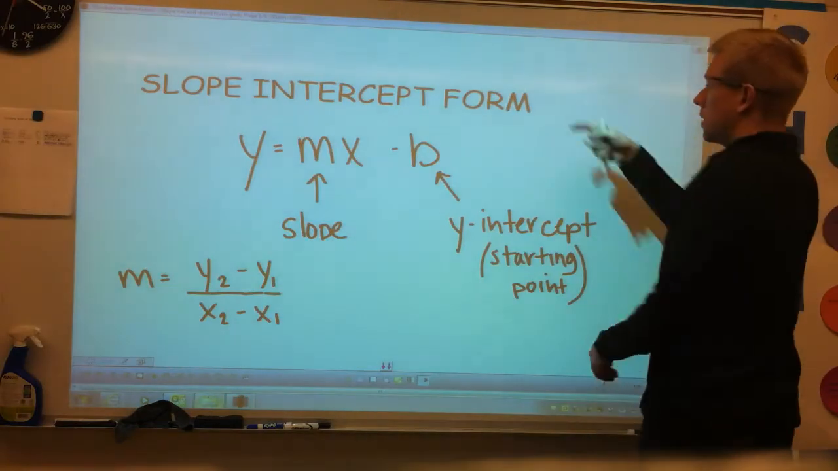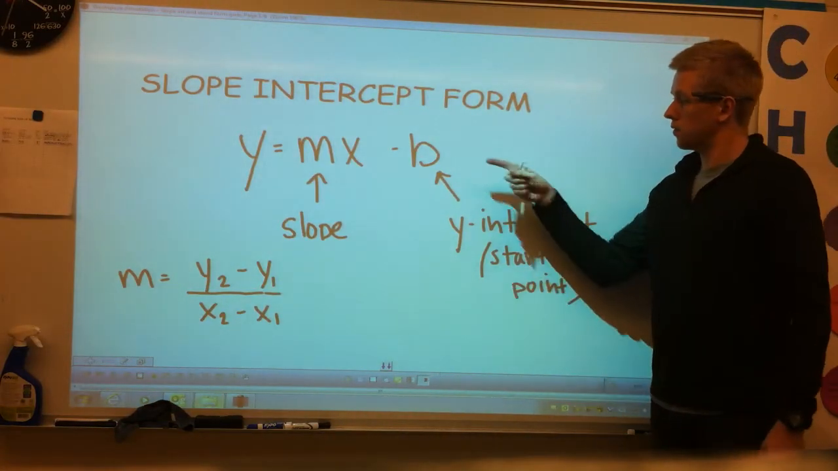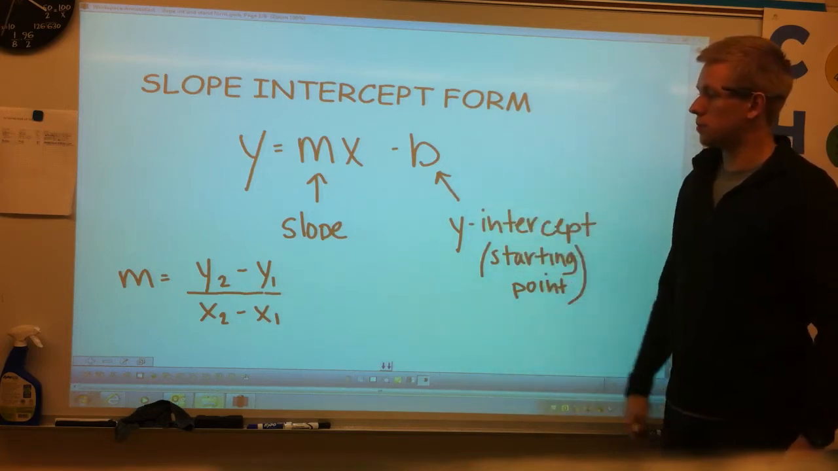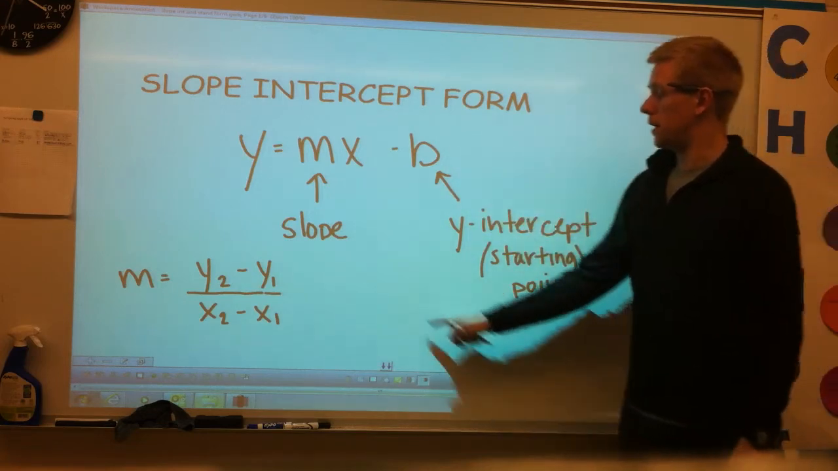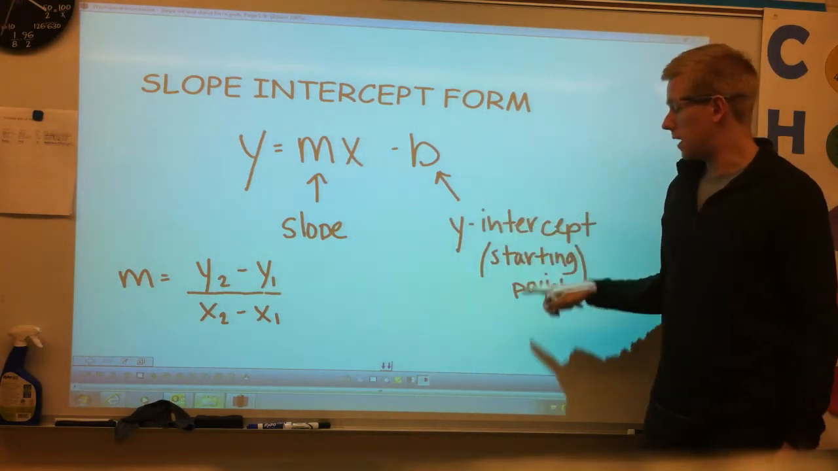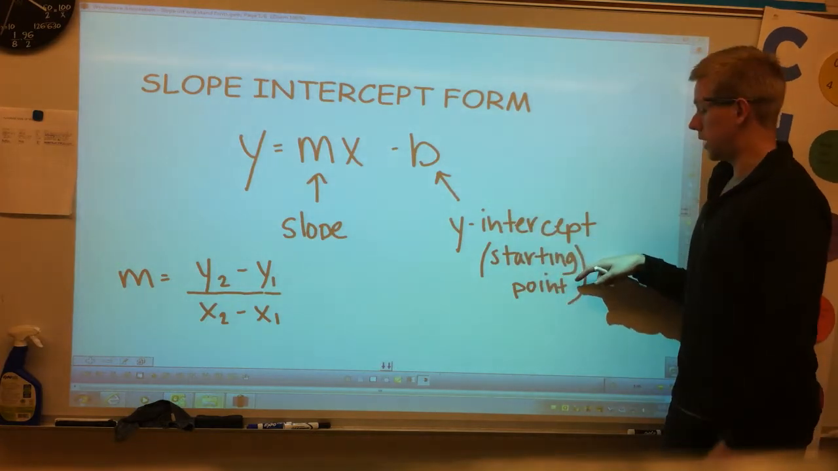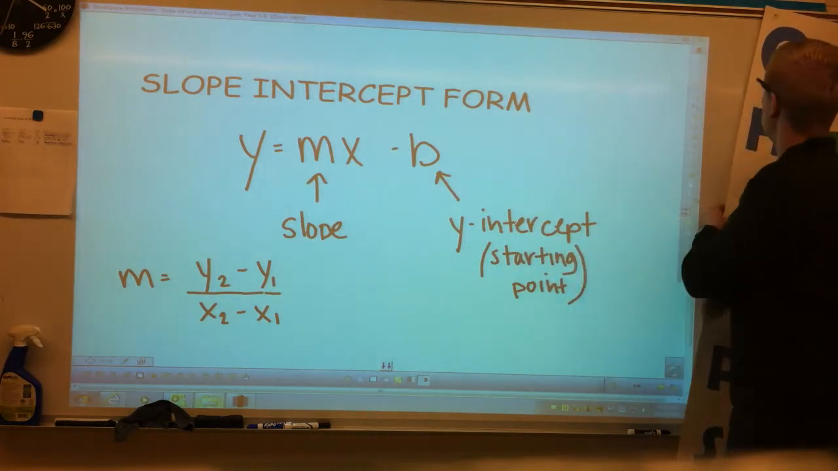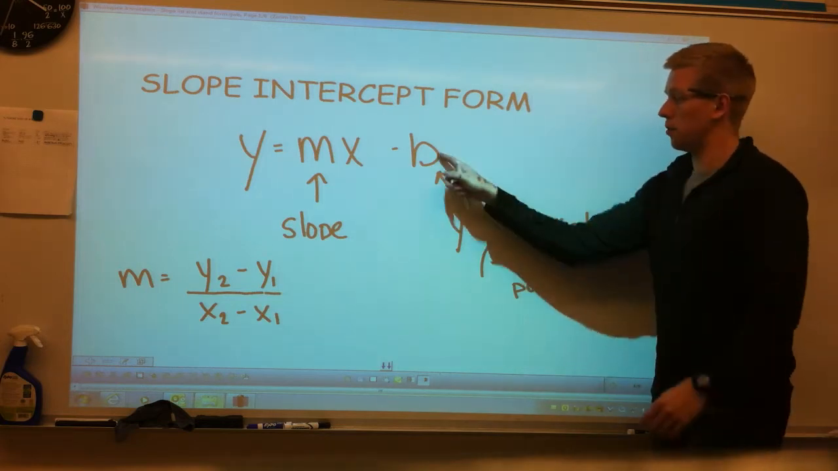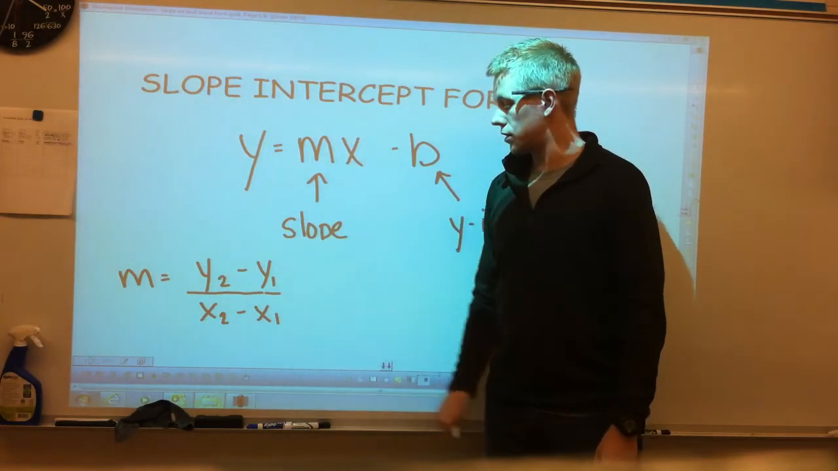Alright, today we're going to be learning about slope-intercept form and then eventually standard form. Slope-intercept form, you all pretty much know by now, is y equals mx plus b. My slope is my m, my y-intercept is my b. And I just reminded myself that my y-intercept will always be my starting point. So when I go to start a graph, I always know that this is going to be my starting point, my b. My slope formula is just y2 minus y1 over x2 minus x1.